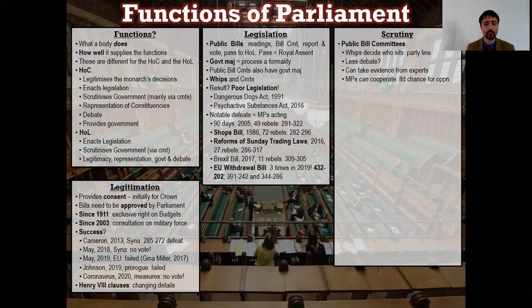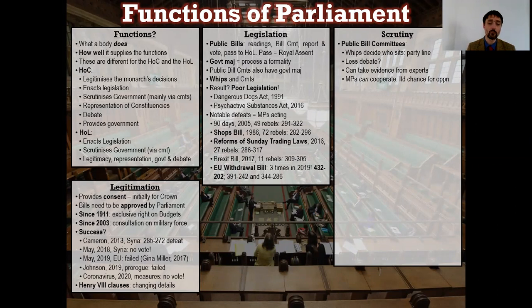It was tried again under David Cameron in 2016 with the reforms on Sunday trading laws. There were only 27 rebels to his proposal, but even that was enough to lose a vote, 286 to 317. The Brexit Bill in 2017, there were 11 rebels to the government, and that was enough to defeat it, 309 to 305.